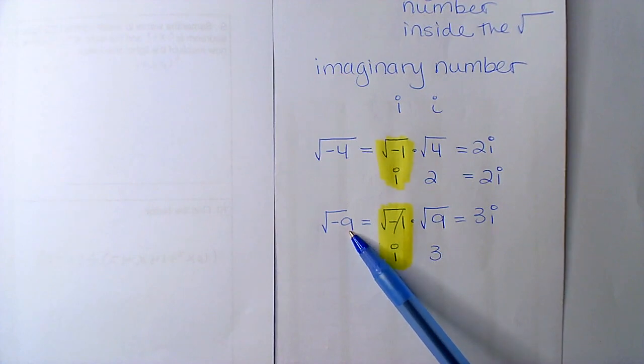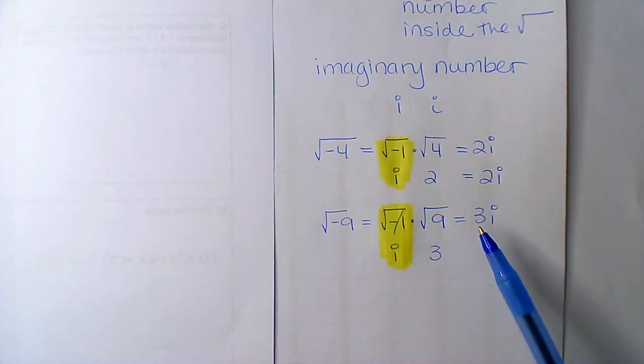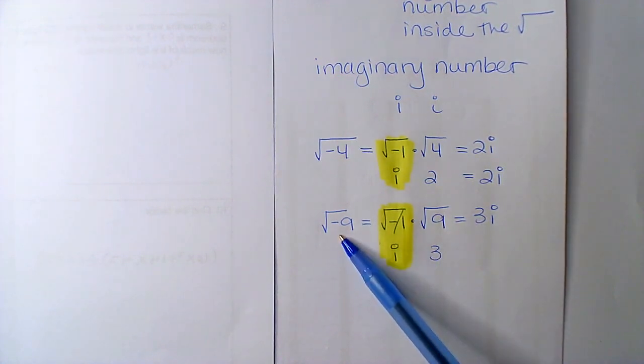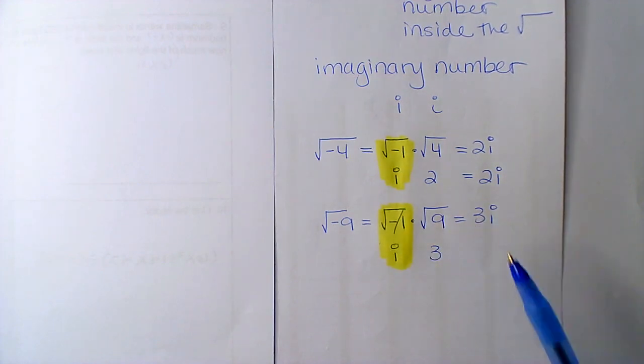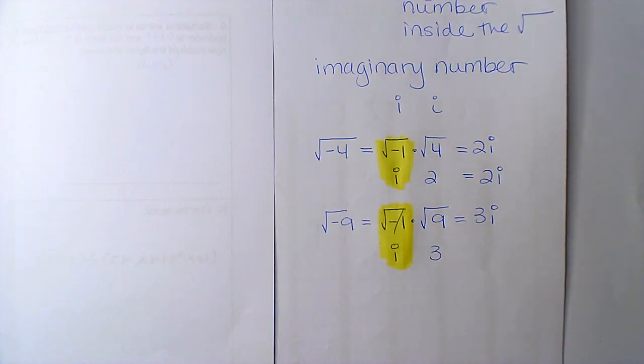What's the square root of negative 9? Well, the square root of 9 is 3. The square root of negative 1 is i. So it's 3i. So whenever you have a negative radicand inside the radical, you produce an i. That's how it exists. That's it.